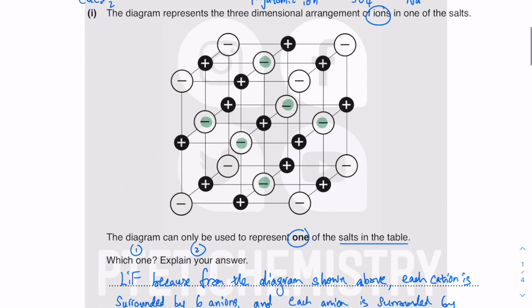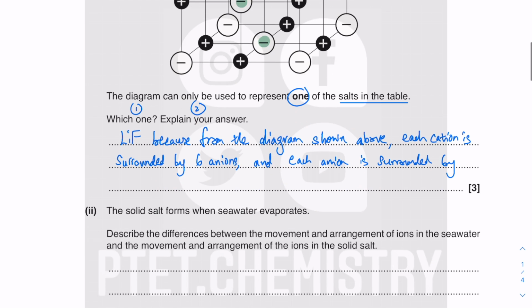by, well, let's have a look at this now. If you look at one of the anions, then you will have 1, 2, 3, 4, 5. Don't forget there's a 6th one, because this is a giant ionic lattice. So it's up, down, front, back, left, right. Each anion is also surrounded by 1, 2, 3, 4, 5, 6 cations as well. So by 6 cations.